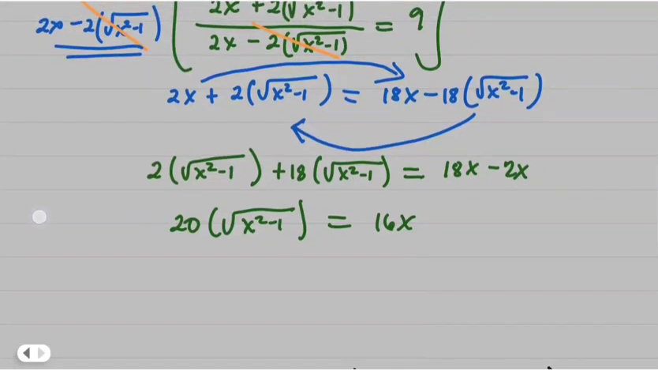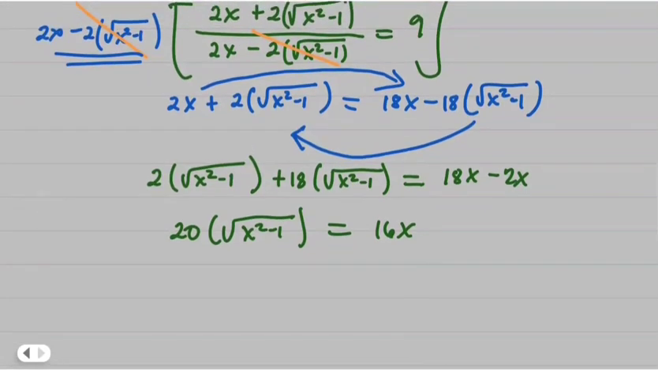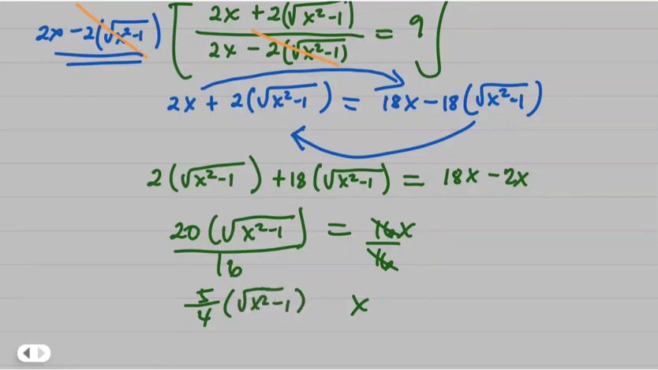Now, after that, what do we have? So now, if we want to solve this, we can divide each side by 16. So dividing each side by 16 gives us x here, and then on the other side we have 20 over 16, both divisible by 4, so 5/4 times the quantity square root of x squared minus 1 is equal to x.